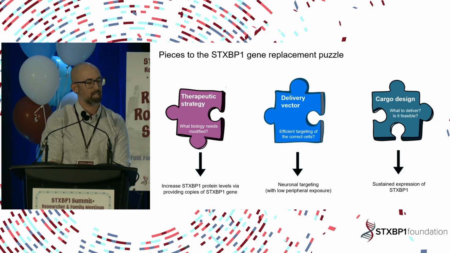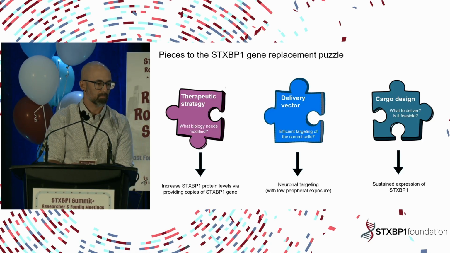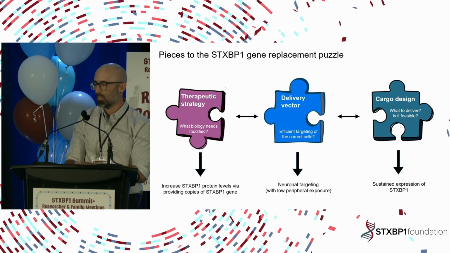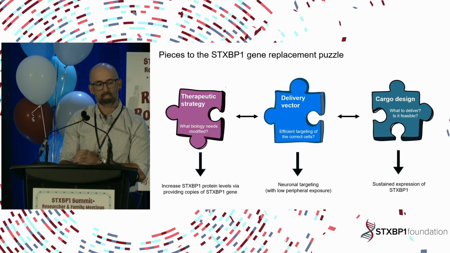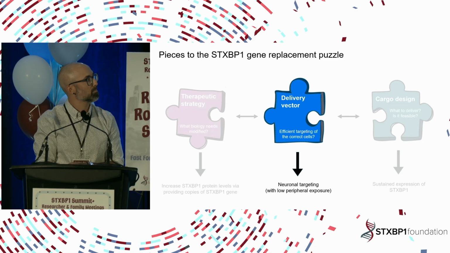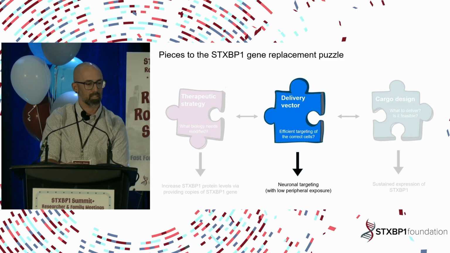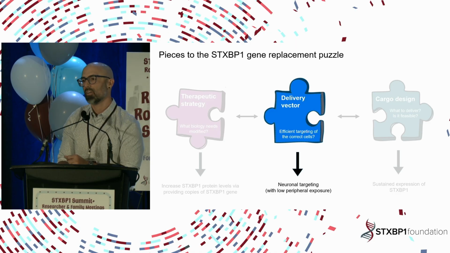And cargo design, what should we deliver? Is it feasible to package? And ultimately, can it drive STXBP1 expression? I won't get into it, but there is interplay between all of these pieces that can influence how efficient one piece is relative to the other. Since we really understand the biology, I'm going to start with the delivery vector, or how can we target the cells of interest?